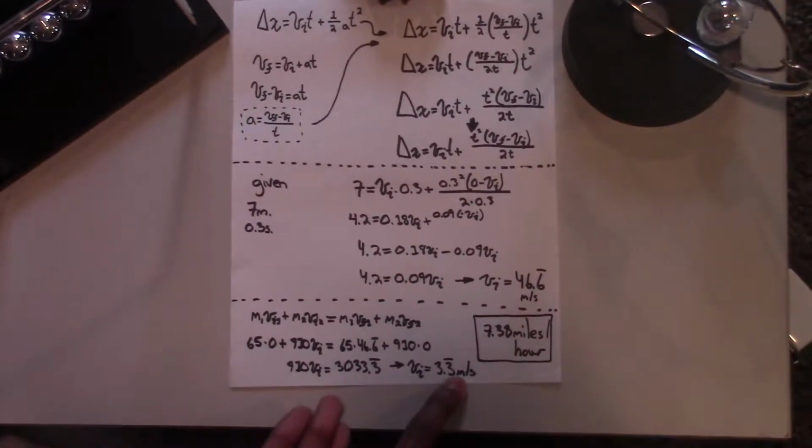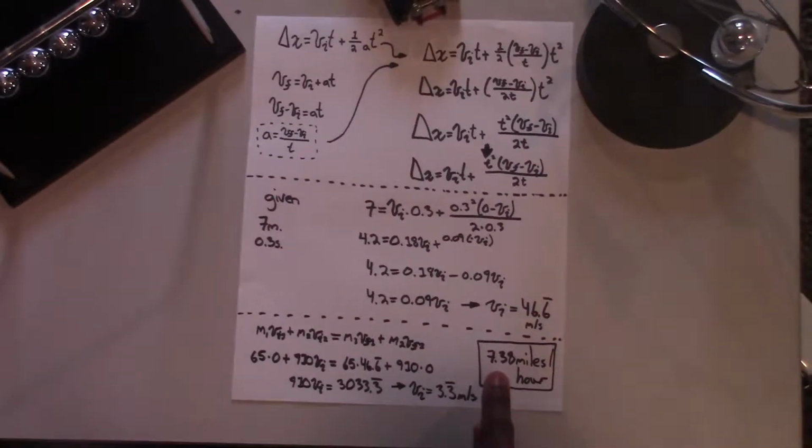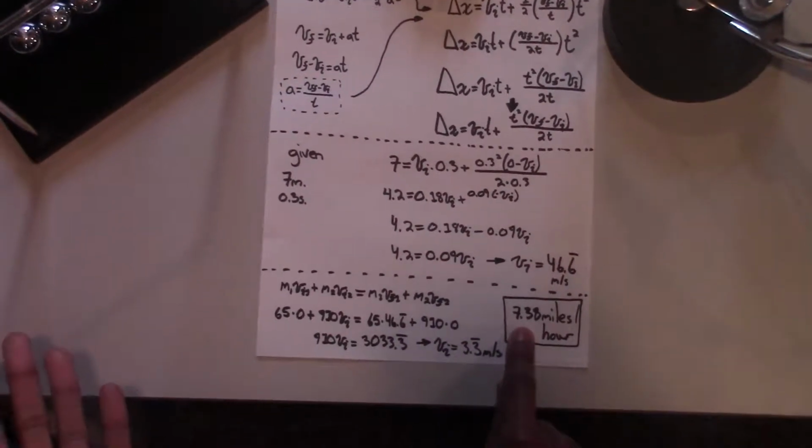Then, converting this into miles per hour, we calculated 7.38 miles per hour, and thus we were able to determine that at the 5 mile per hour speed limit, this car was in fact speeding.